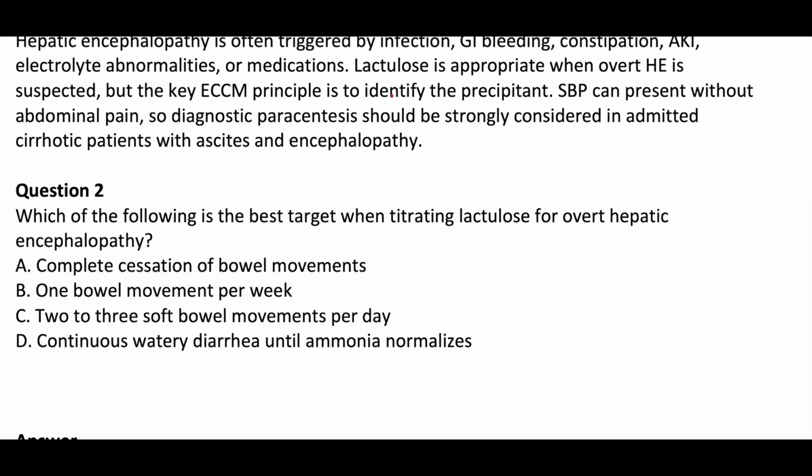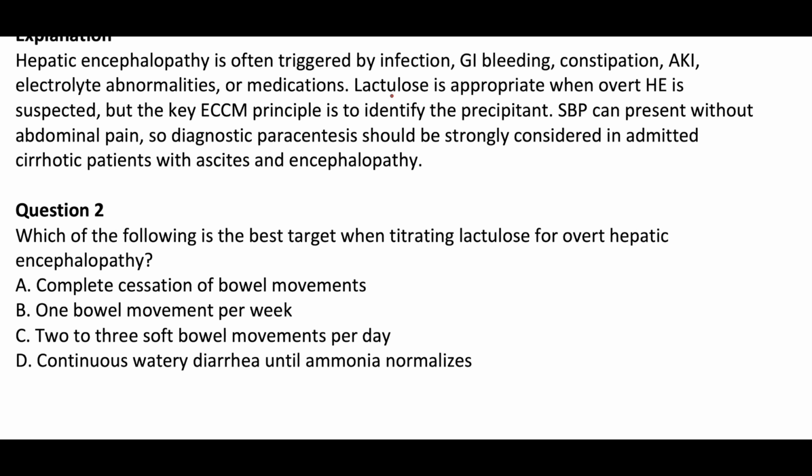All right, question 2. Which of the following is the best target when titrating lactulose for overt hepatic encephalopathy? A. Complete cessation of bowel movements. B. 1 bowel movement per week. C. 2 to 3 soft bowel movements per day. Or D. Continuous watery diarrhea until ammonia normalizes. Pause if you need to.